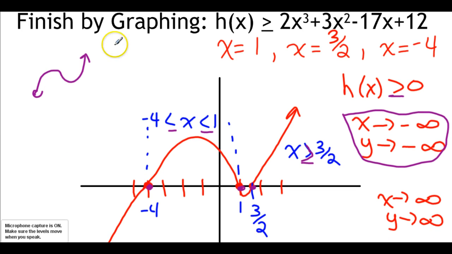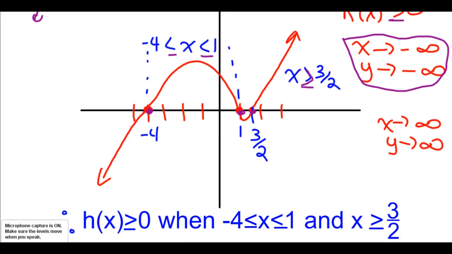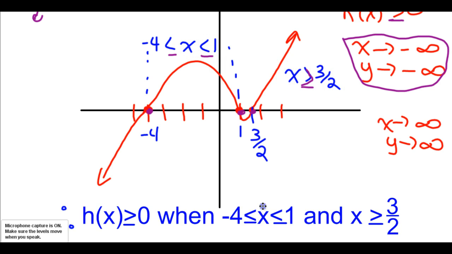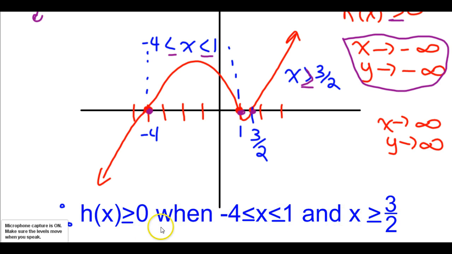Okay, so somehow, based on what we've done before, we can put this graph together, having seen where the zeros are. And then essentially we see exactly the same thing. In this section of the graph here, I have positive y values. In this section of the graph here, I have positive y values. And so this negative 4 less than or equal to x less than or equal to 1, and x greater than 3 halves are my two sections that I'm interested in again.